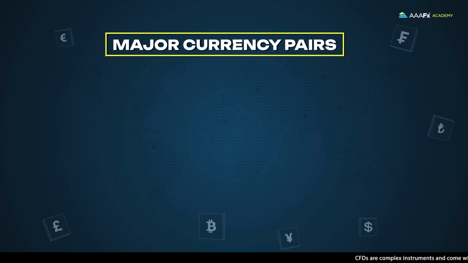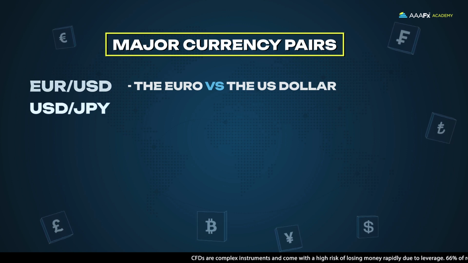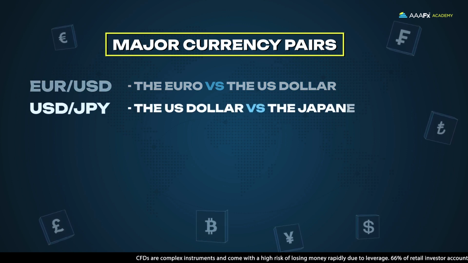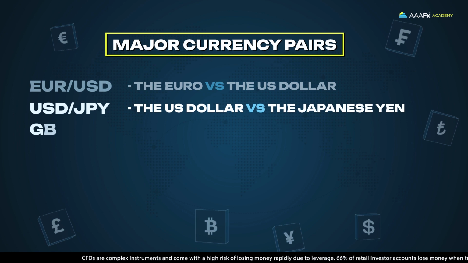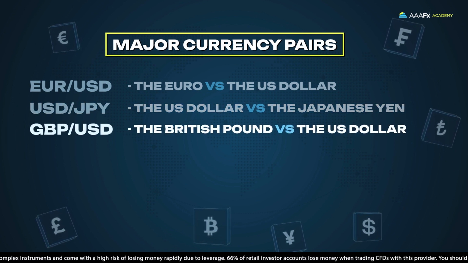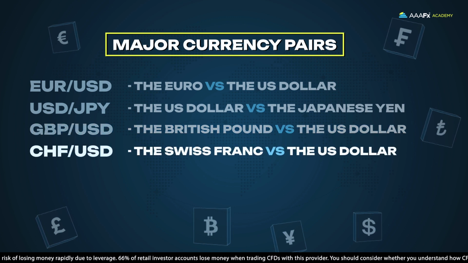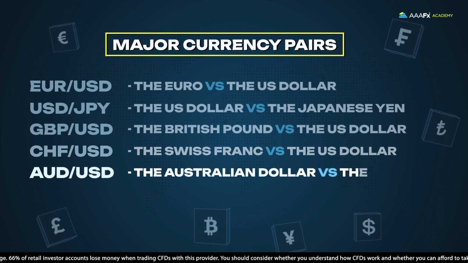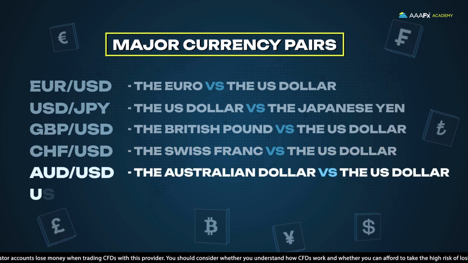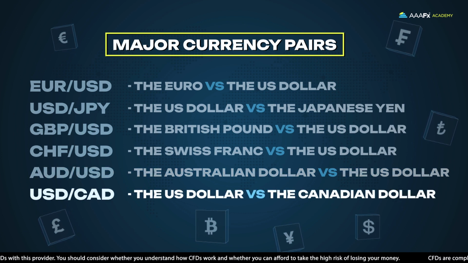They include EUR/USD, the euro versus the US dollar, USD/JPY, the US dollar versus the Japanese yen, GBP/USD, the British pound versus the US dollar, USD/CHF, the US dollar versus the Swiss franc, AUD/USD, the Australian dollar versus the US dollar, and USD/CAD, the US dollar versus the Canadian dollar.